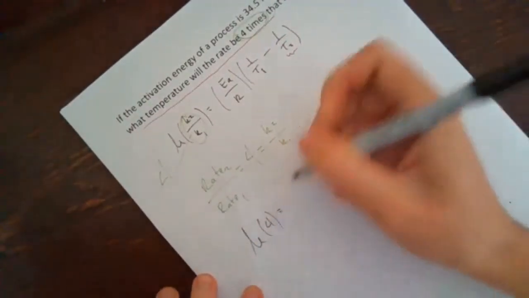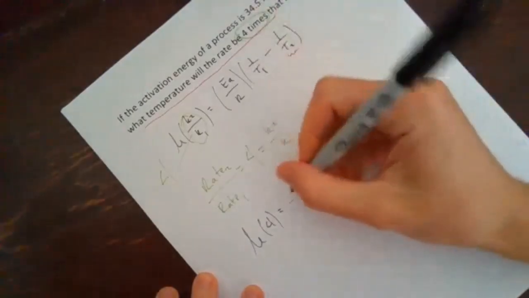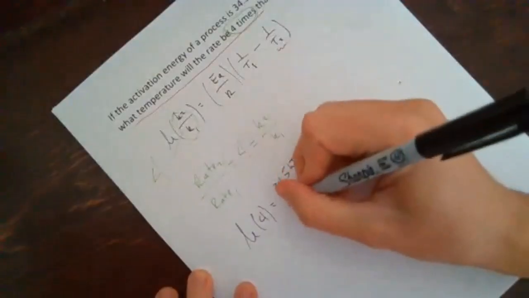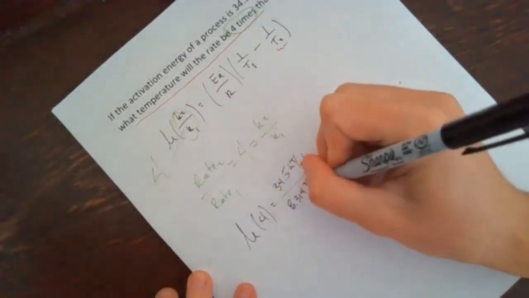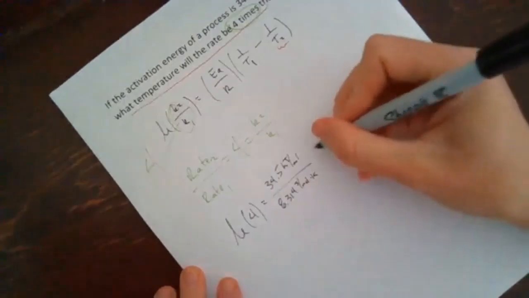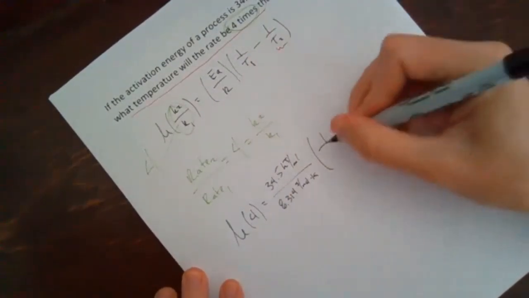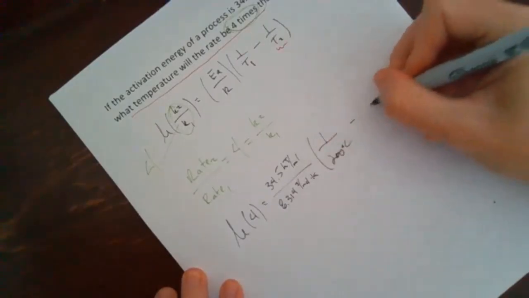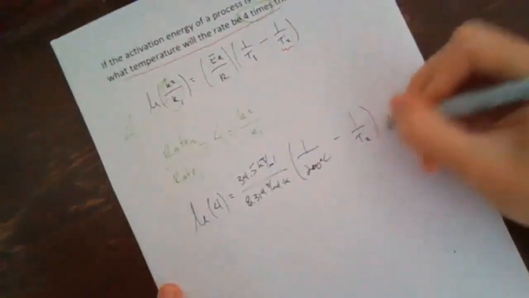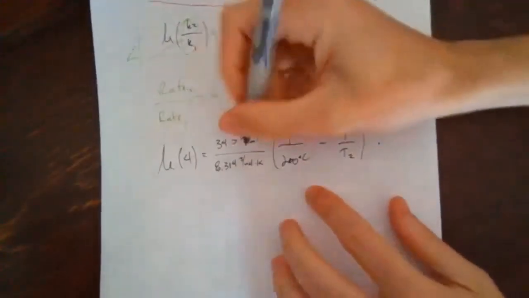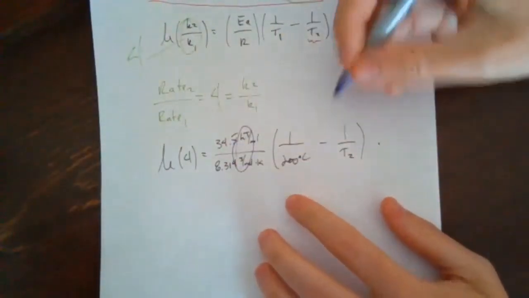So I have ln 4 is going to be equal to EA, which is 34.5 kilojoules per mole, over R, my gas constant. I'm using 8.314 joules per mole Kelvin, just like Clausius-Clapeyron. We always use 8.314 joules per mole Kelvin. Then 1 over T1, 200 degrees C, minus 1 over T2. So we want to clean up some things with our units. Those need to line up. Joules and kilojoules need to be the same. And that should not be degrees Celsius.